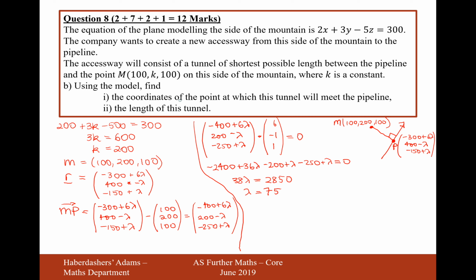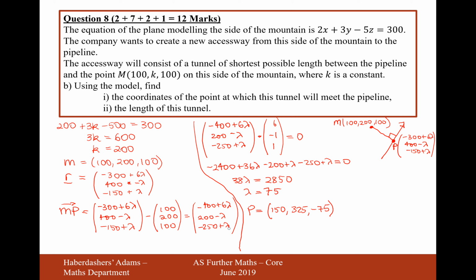So, therefore, the coordinate of the point at which the tunnel will meet the pipeline, so now we'll just put lambda into this point here. So the answer to I is equal to minus 300, let's do this on the calculator, minus 300 plus 6 times 75, and that's 150. 400 minus 75 is 325, and minus 150 plus 75 is minus 75. So there we are, that is the coordinate.